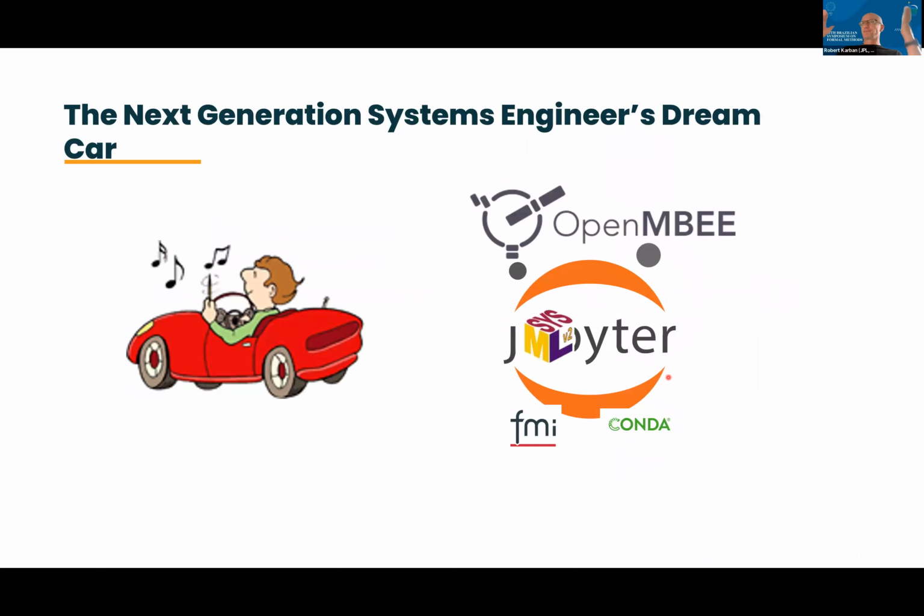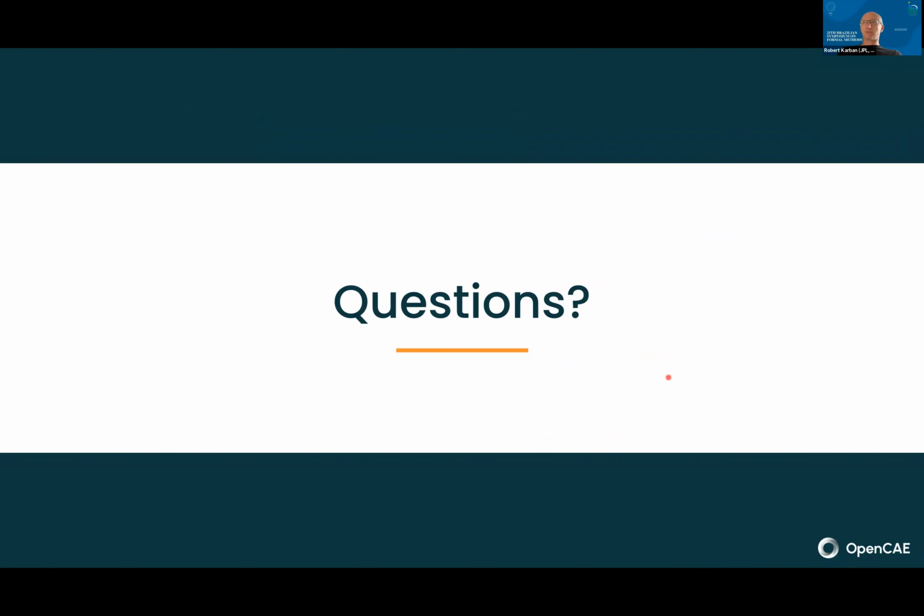Which brings us to the next generation system engineer's dream car, where you have Jupyter in the middle, Conda as package and dependency management, FMI, FMU as a wrapping, SysMLv2 as a core part for system level modeling, and OpenMBEE to bridge that gap between the documentation that we still have to produce and the engineering models that we construct. And with that, thank you very much for your attention.